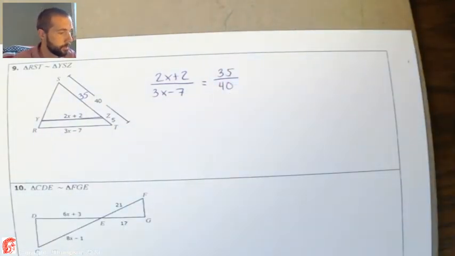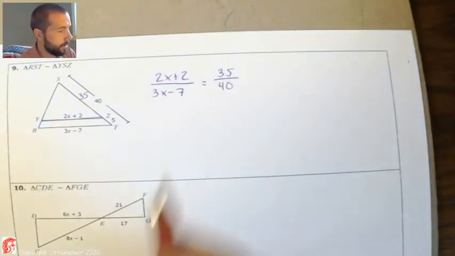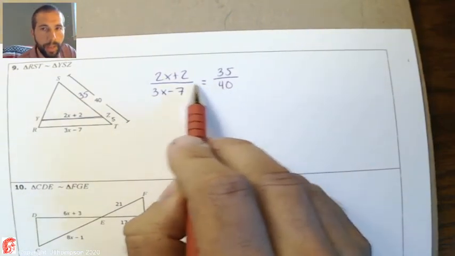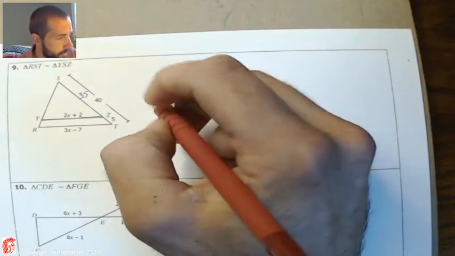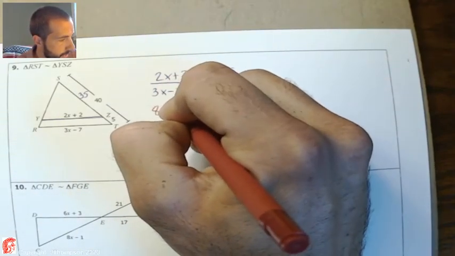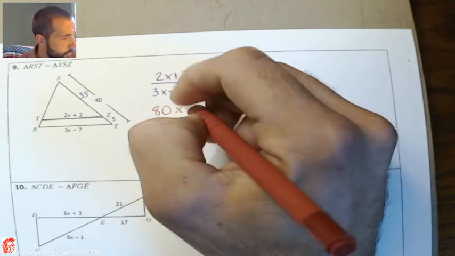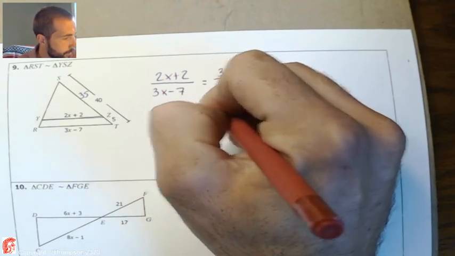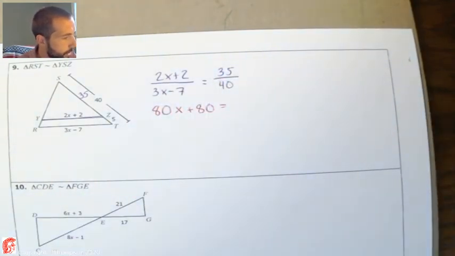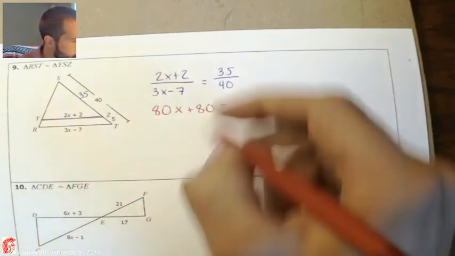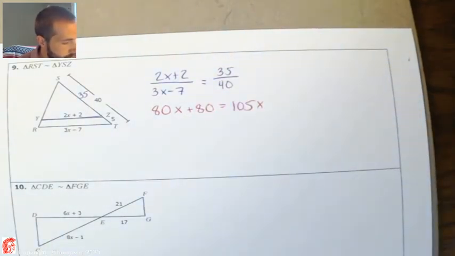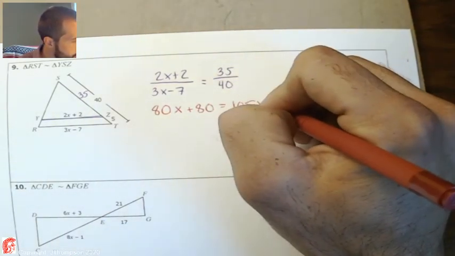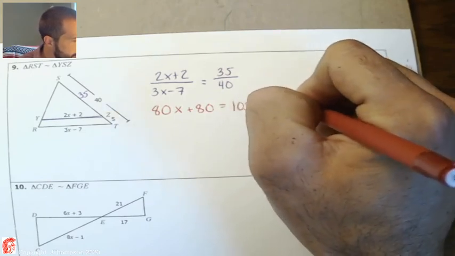All right, you're going to cross multiply. So like I said, you can write it out as 40 parentheses 2x plus 2, or I can just distribute right away. 40 times 2x, that's 80x. 40 times 2, that's going to be plus 80. 35 times 3, that's going to be 105x. And then 35 times 7, that's going to be minus 245.